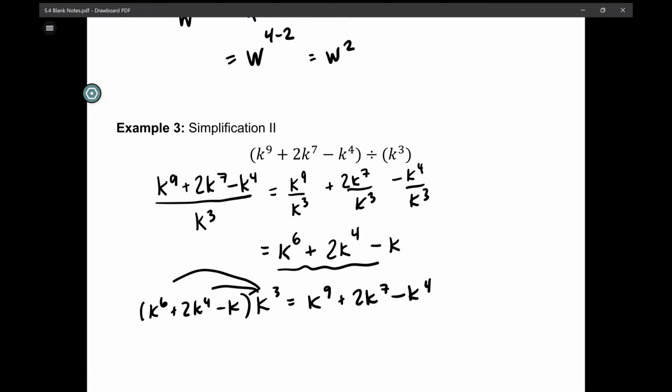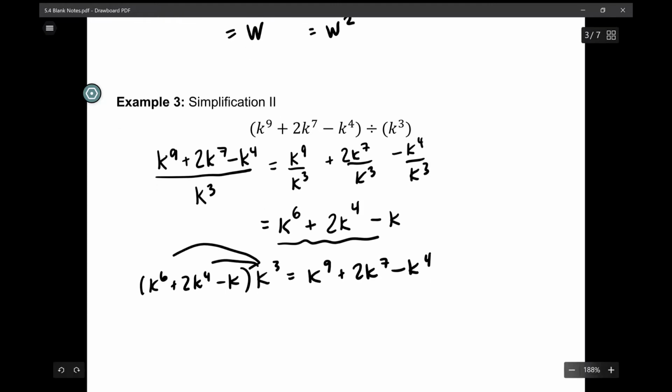All right. So that is remembering our properties of exponents to do some polynomial division when we're dividing by a single term.